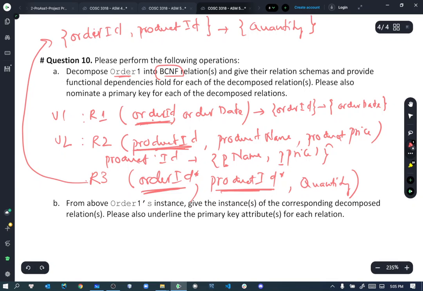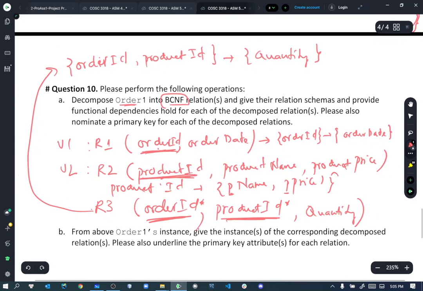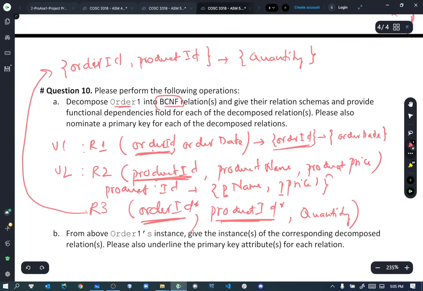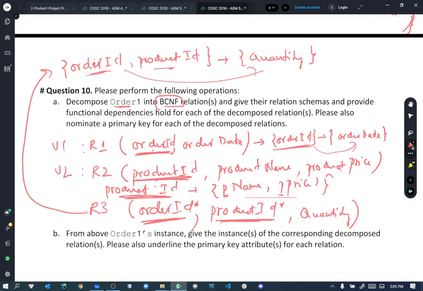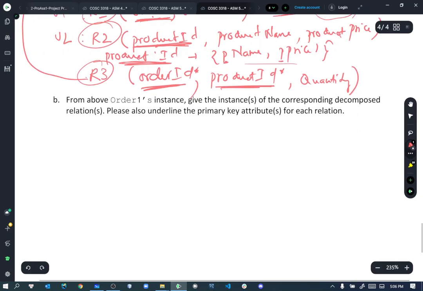So you see from here, for every left hand side, the closure of the left hand side will determine everything. For this one, closure of the left hand side will determine everything. For this one, closure of the left hand side will determine everything as well. So all of them become BCNF, BCNF, and BCNF. Okay, all three are BCNF. Then the next one.